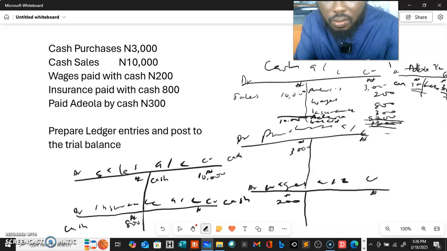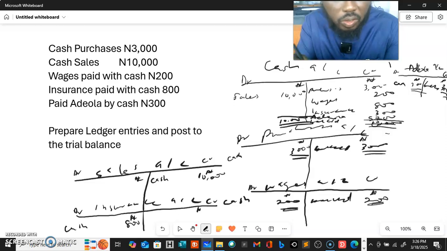So let's close this. We have purchases. Let us close that. So balance carried down 3,000. We close this too. We have wages balance carried down, that's 200. So we close that too. We close the account. For sales, we have cash, so we have 10,000. We close that. For insurance, we have balance carried down, we have 800. So we close that.